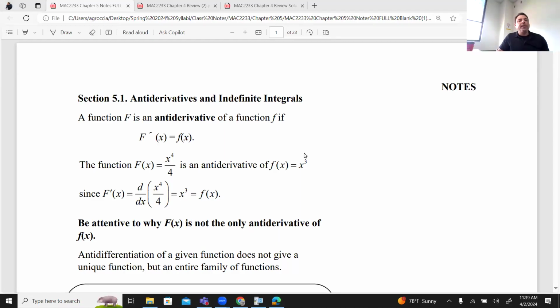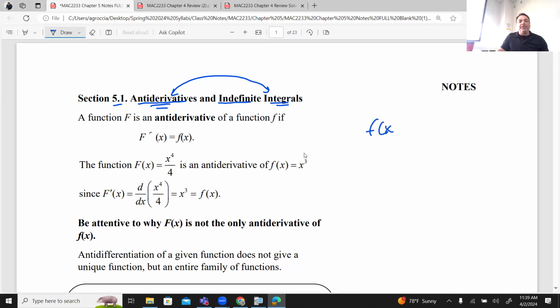Okay, so we're going to go ahead and start chapter 5. With chapter 5, we're doing something called antiderivatives, or indefinite integrals. Antiderivative, the opposite of derivative, or integrals. Those are kind of the two names, they're the same thing. Before we do anything, let's just remind ourselves how to take a derivative.